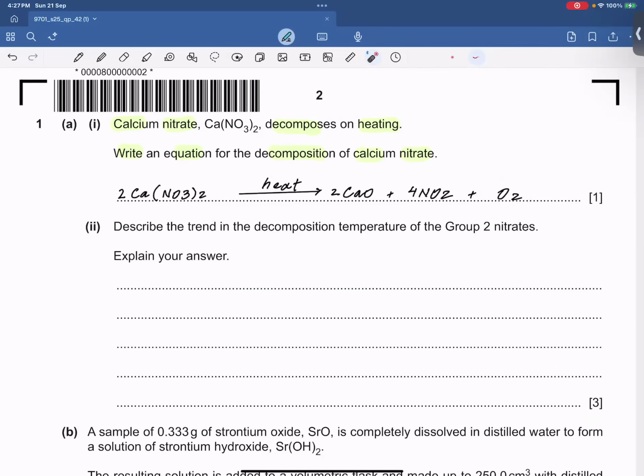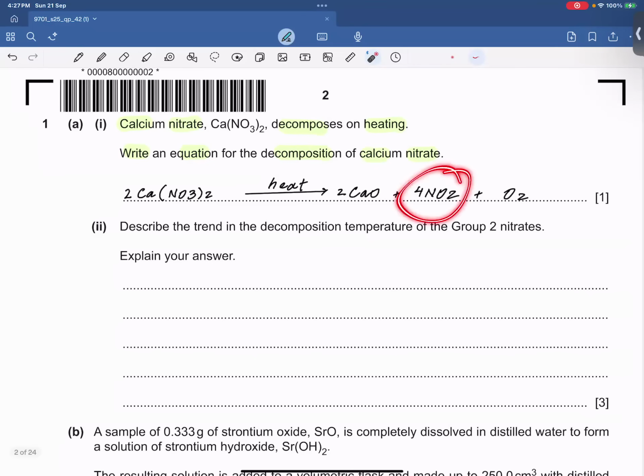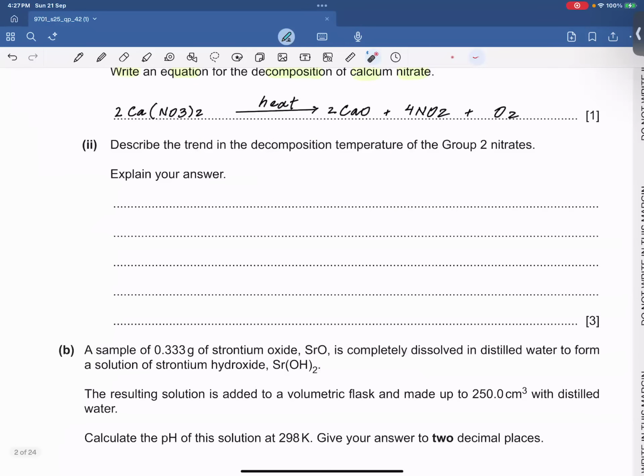So both the equations are acceptable from the examiner's perspective. Both equations are acceptable, whether you write 1 mole or 2 moles. By the way, nitrogen dioxide has a dark brown color. You should remember this. Next part of the question, describe the trend in the decomposition temperature of the group 2 nitrates.